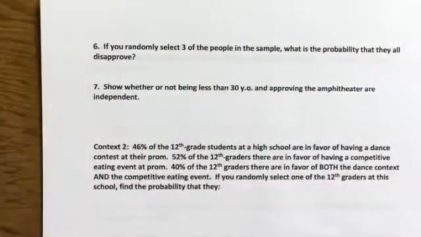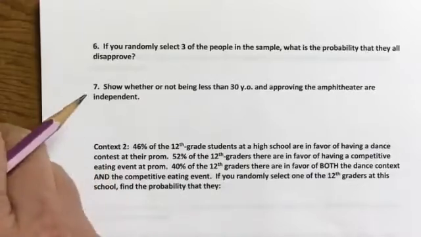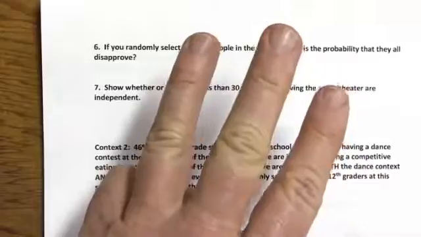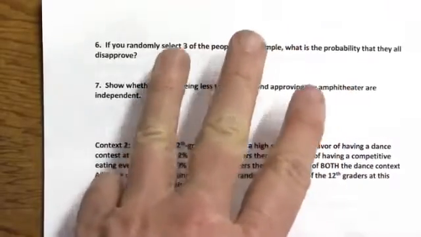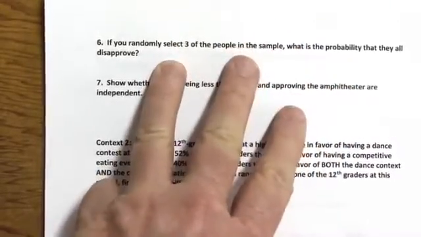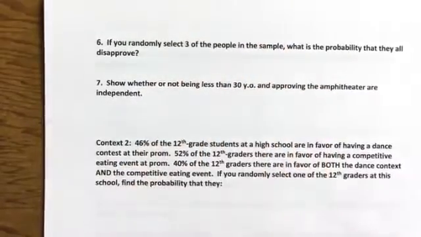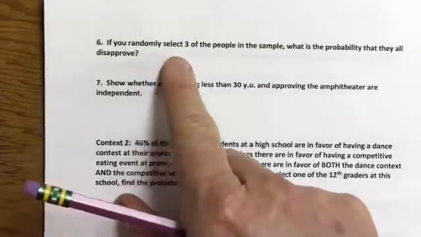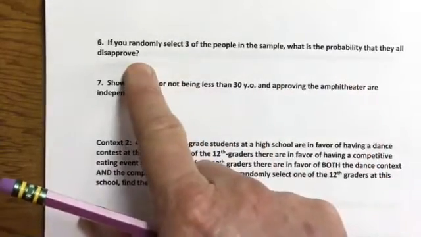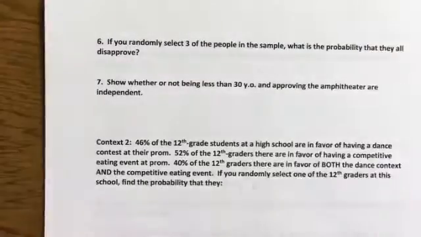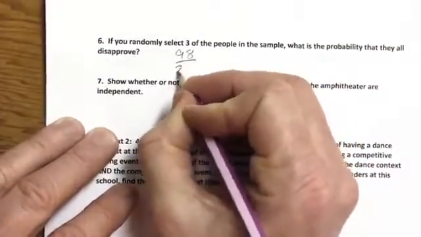If you randomly select 3 people in the sample, what's the probability they all disapprove? All right, so this is a multiple event, something happening 3 times. And for a multiple event in probability, you multiply. Multiple events means multiply. They either have to be independent or you have to take into account their conditional nature. If you select 1 person, what's the probability they'll disapprove? Well, there's 98 that disapprove, so it'd be 98 out of 266.